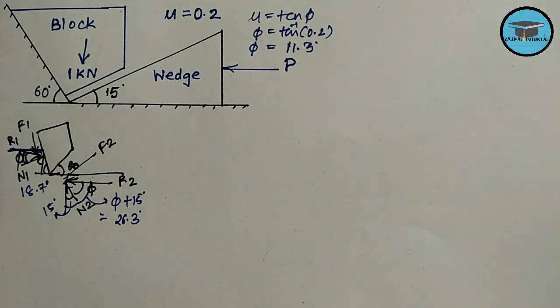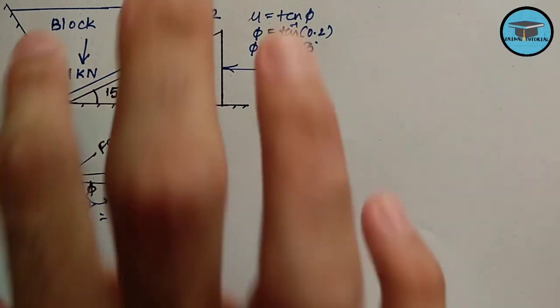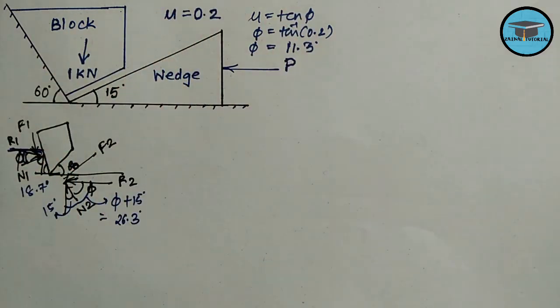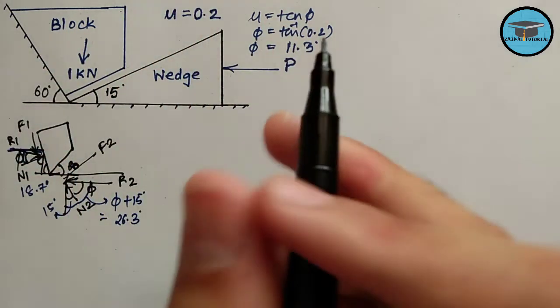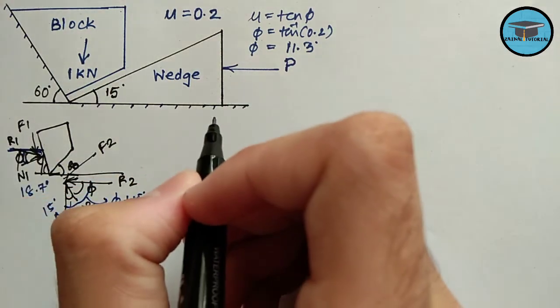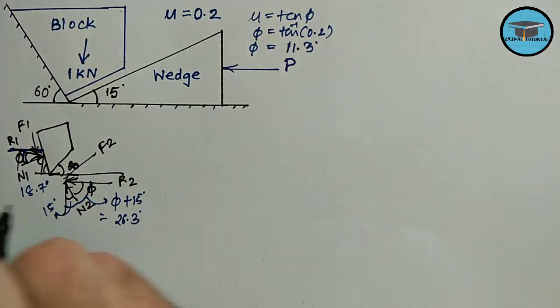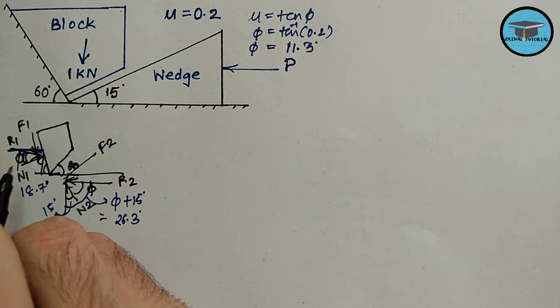Now we would be drawing all the forces acting on this block in quadrant form so that it becomes much simpler. So R1 is acting at an angle of 18.7 degrees with the horizontal.